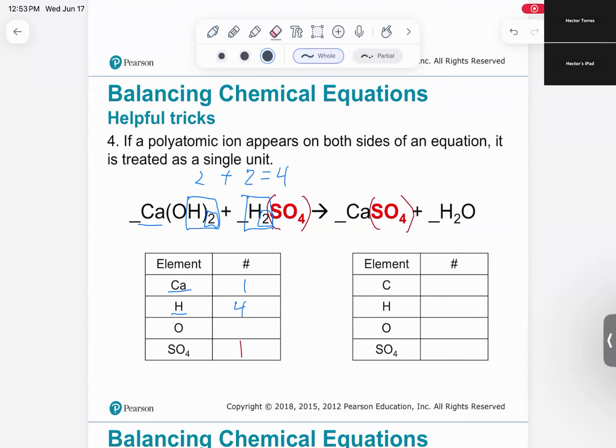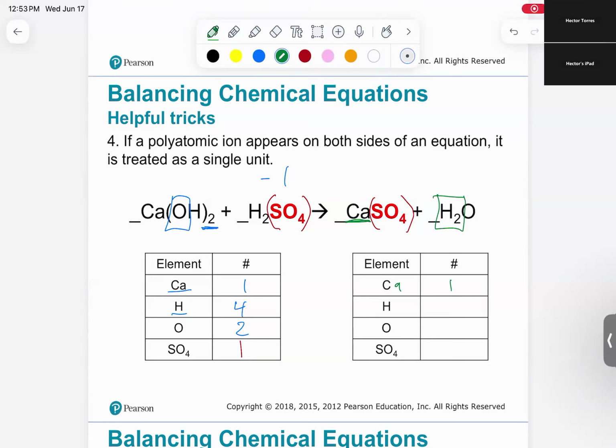Okay, last one is going to be oxygens. For oxygens, I have 1 here, and then don't forget to times it by the 2. So I have 2. Okay, let's check on the other side, our products. For products, that's supposed to be Ca, my bad. For Ca, I have 1. Hydrogens, you can see I have 2. Oxygens, I have 1 here.